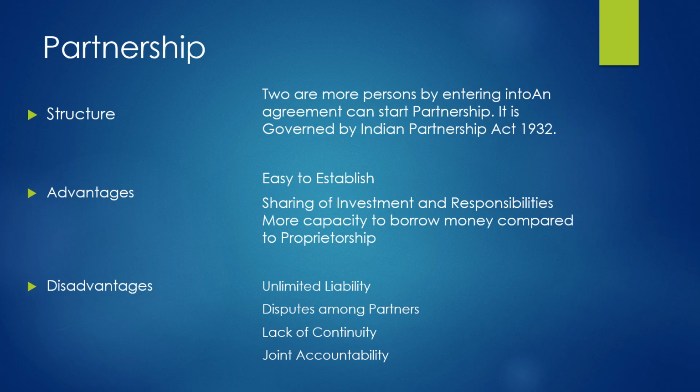The disadvantages are that it has unlimited liability. The liability of the partners is not limited to their contribution. Disputes among partners may hamper the business. There is a lack of continuity because the death of a partner will dissolve the partnership firm. There is joint accountability. The act of one partner is binding on all the partners.